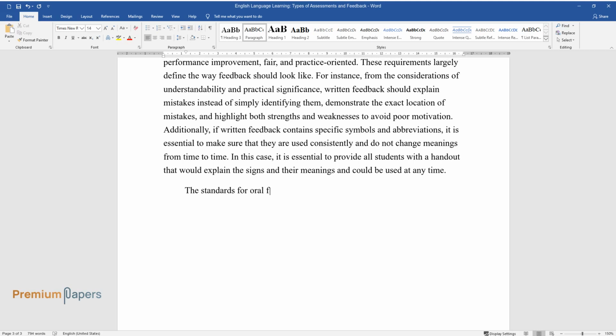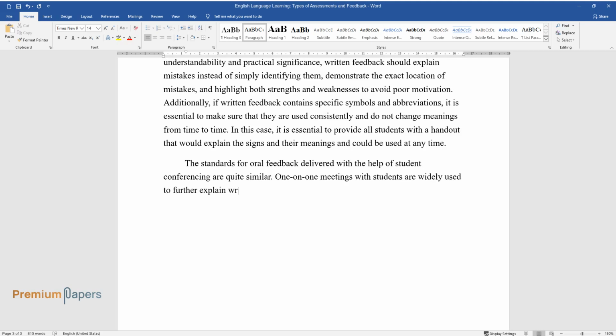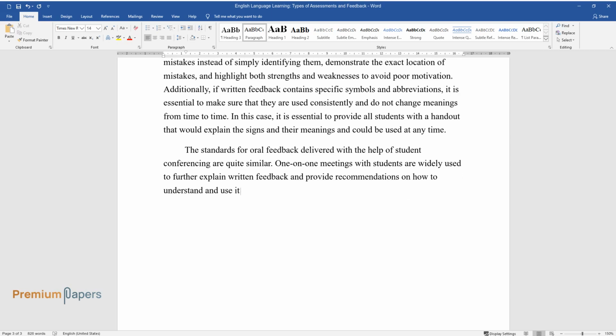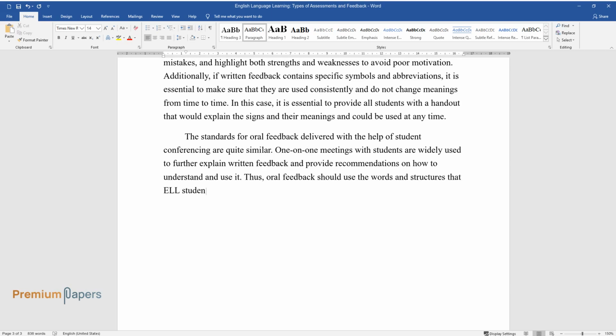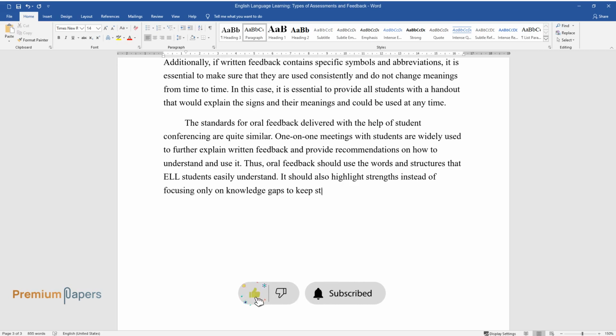The standards for oral feedback delivered with the help of student conferencing are quite similar. One-on-one meetings with students are widely used to further explain written feedback and provide recommendations on how to understand and use it. Thus, oral feedback should use the words and structures that ELL students easily understand. It should also highlight strengths instead of focusing only on knowledge gaps to keep students motivated to learn and correct mistakes.